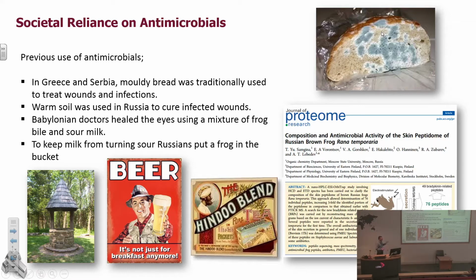So you can see that our societal reliance on antibiotics is deep-rooted in our society, if you like. We've gone from a risk-averse society to an antibiotic-reliant society, and that's something that we may need to change.